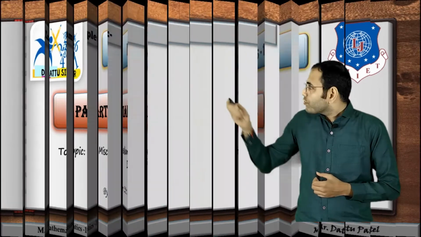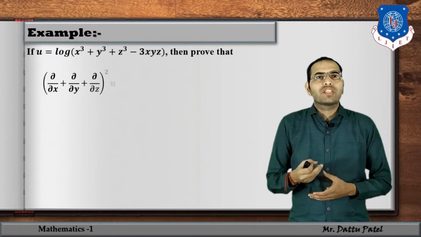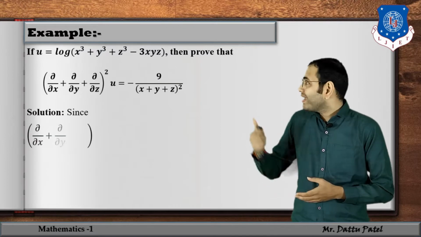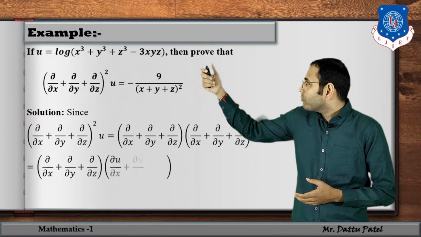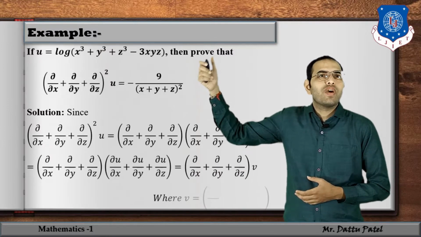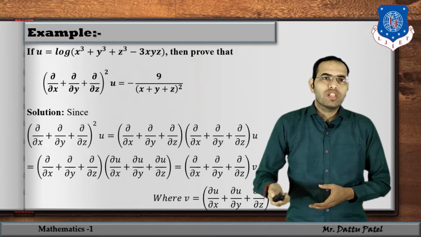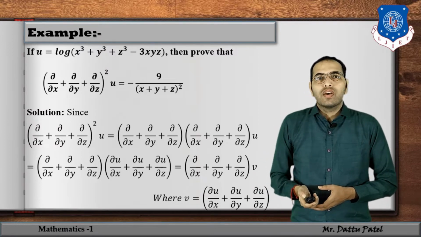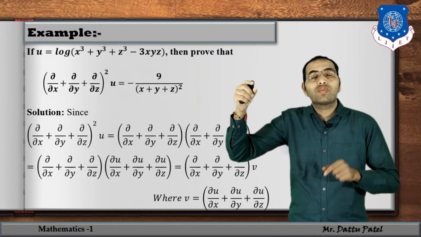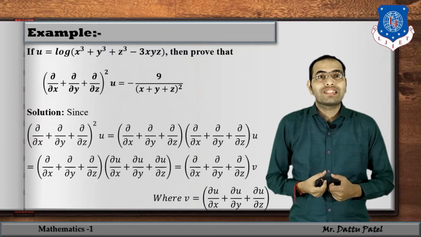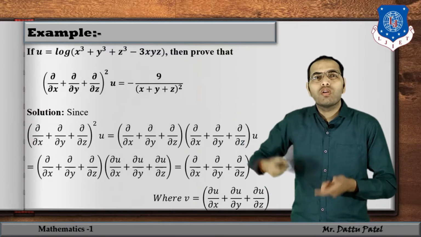Let's see the first example. If u equals log of x cube plus y cube plus z cube minus 3xyz, then prove that (del by del x plus del by del y plus del by del z) whole square of u equals minus 9 upon (x plus y plus z) whole square. Here we have (del by del x plus del by del y plus del by del z) whole square of u. Then we cannot say that it is (del u by del x plus del u by del y plus del u by del z) whole square.